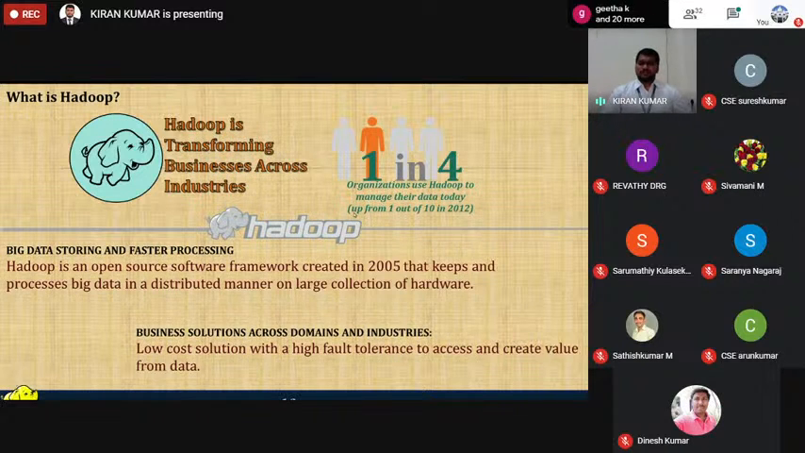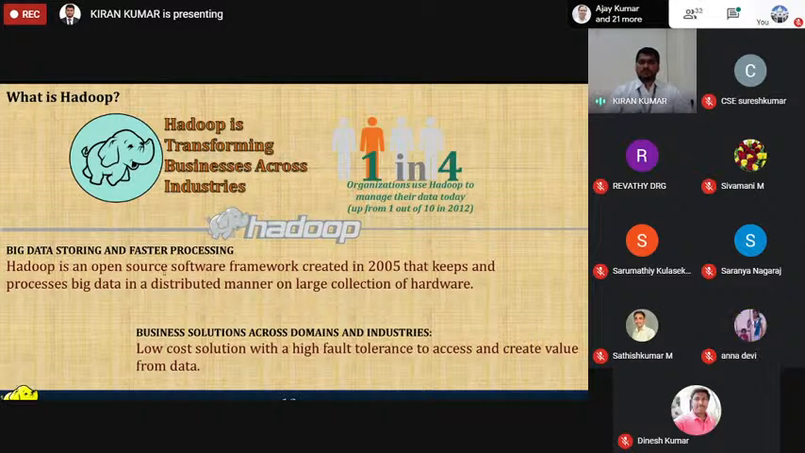You take any kind of industry: the healthcare industry, the civil construction industry, any of the mechanical industries, IT industries, even agriculture. Everywhere they are using Hadoop to capture the data and to give some kind of insightful information. Here, the one important thing is big data storing and fast processing. So Hadoop is a distributed environment. Let us try to understand.